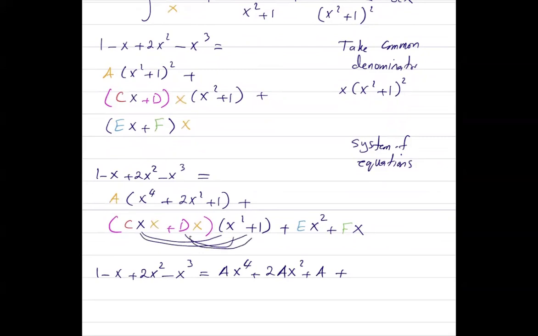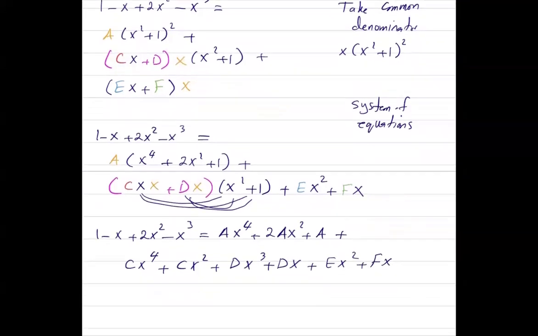So you get cx to the fourth plus cx squared plus dx cubed plus dx, and then the rest of them plus ex squared plus f times x. So as you can see on the left-hand side, we don't have any x to the fourth. What's the meaning of that? It means that the combination of a and c must be equal to 0. A plus c is equal to 0 so far.